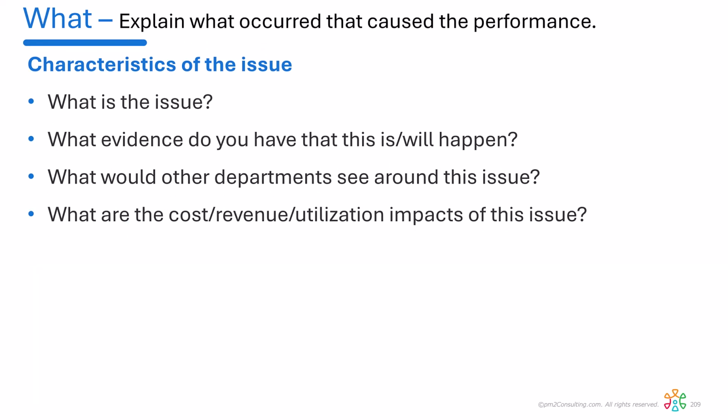One is, what are the characteristics of the issue? So what's the issue? What evidence do you have that it's going on? What would other departments see? And what's the impact of it in terms of cost, time, and so forth?